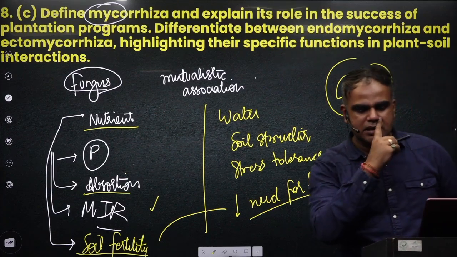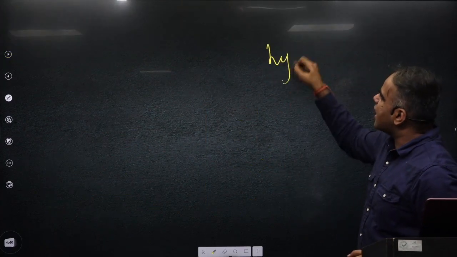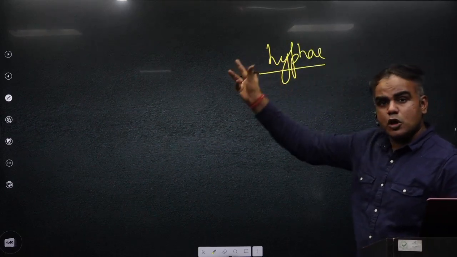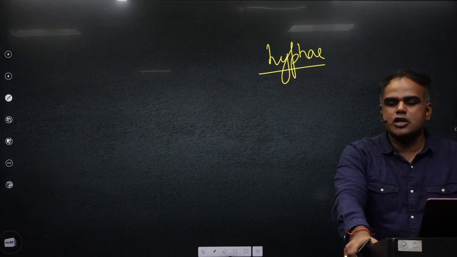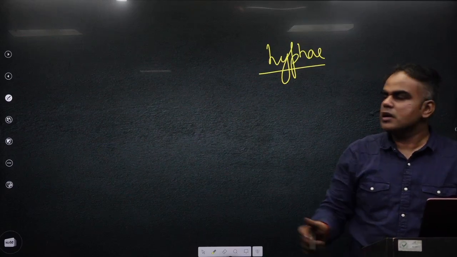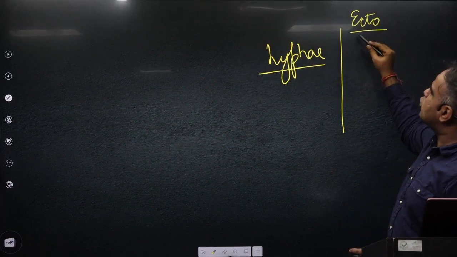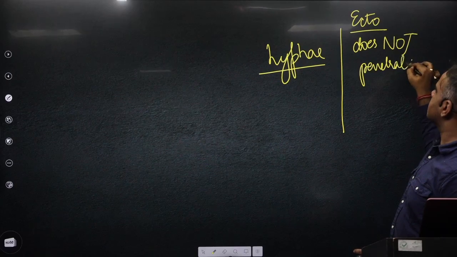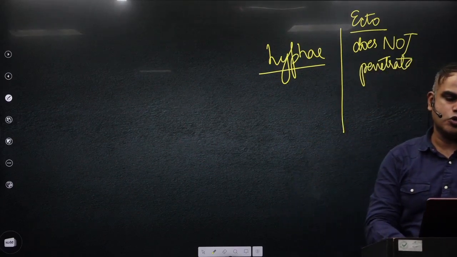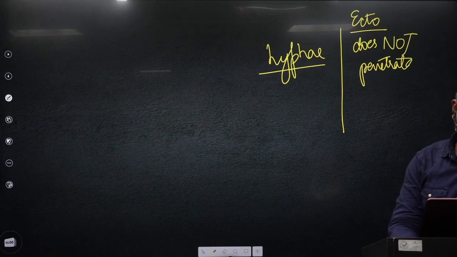One thing I'll repeat: in endomycorrhiza, the fungus hyphae, you have to use these exact terms, hyphae, H-Y-P-H-A-E. For this you can also draw a diagram. The fungal hyphae penetrate the root cell and form structures inside the plant root cortex. In endo it penetrates; think of ecto as outside, it does not penetrate the root cells. That is one part you have to understand.